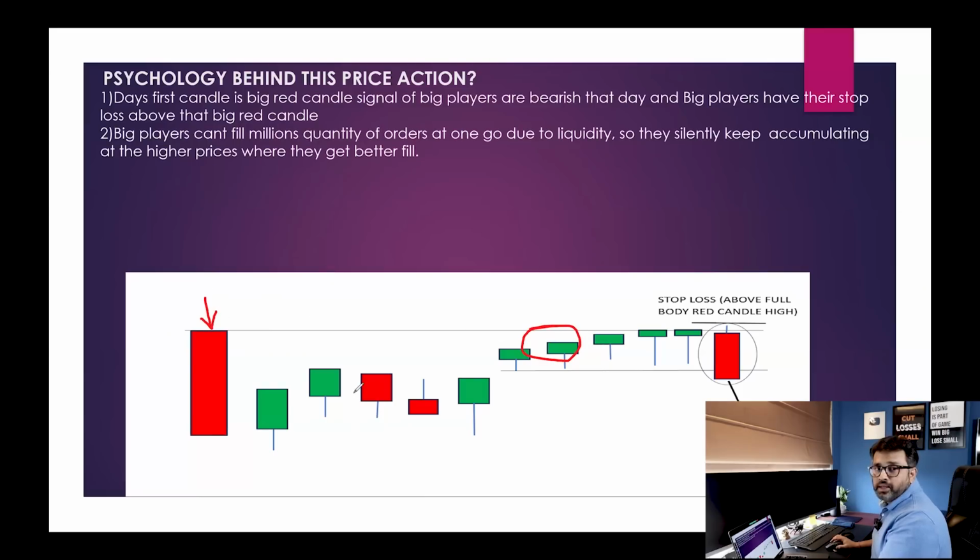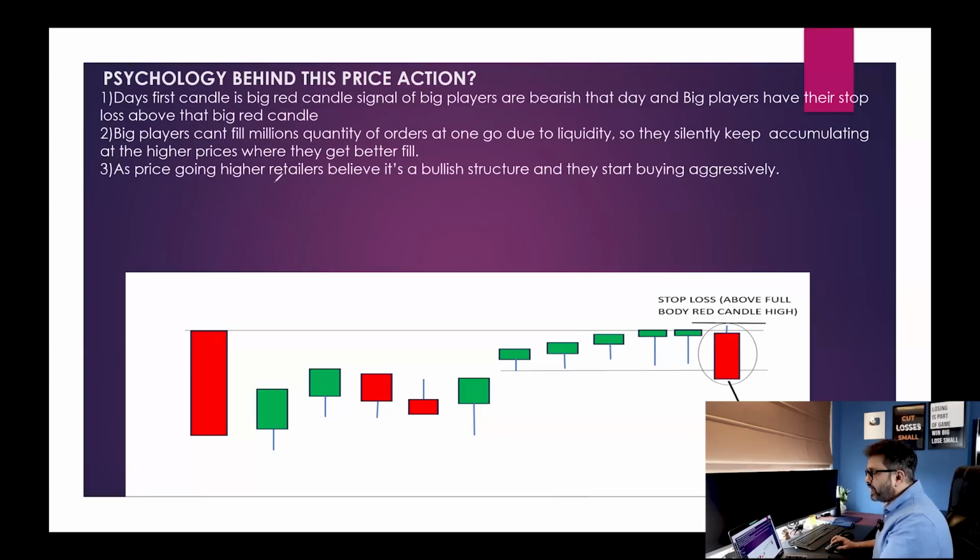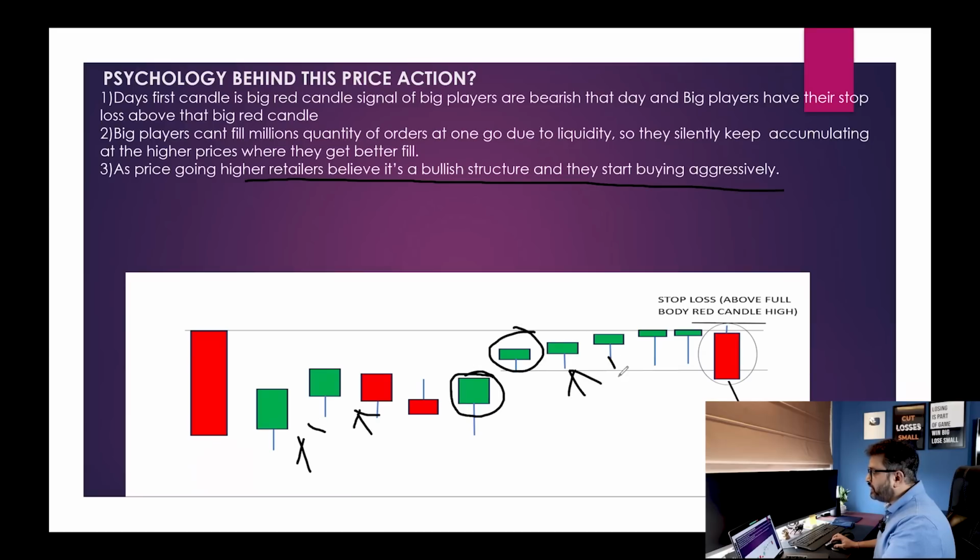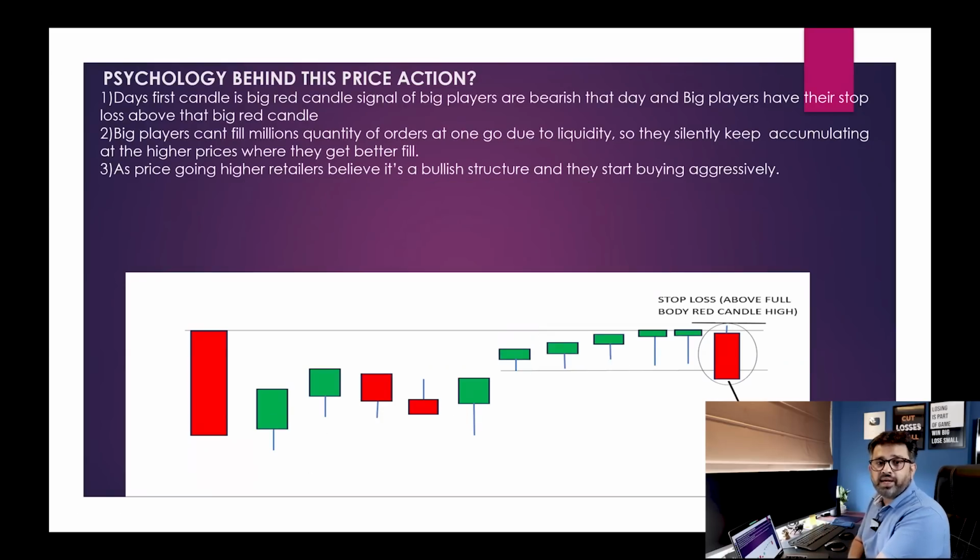Now what will he do? Along with the operator, he will manipulate the chart. That means he will manipulate the price action along with the operator in such a way that the price looks like it is making a reversal. It looks like price is going up rather than going down. That's what I mentioned in point 3. As price goes higher, retailers believe it's a bullish structure and they start buying aggressively. When price is going up instead of down, retailers start aggressively buying here. Why do they start aggressively buying here? Because of greed and fear.